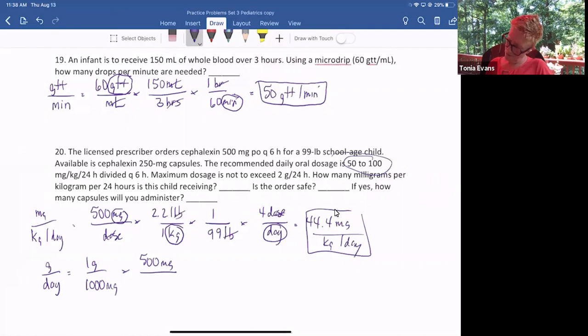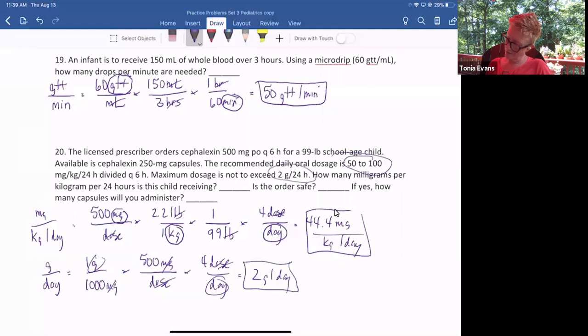And we're doing 4 doses per day. 500 times 4. Make sure I got everything per day. Yep. 500 times 4 divided by 1,000 equals 2 grams per day. Okay, so we're not to exceed 2 grams per 24 hours, so we're right on the money.